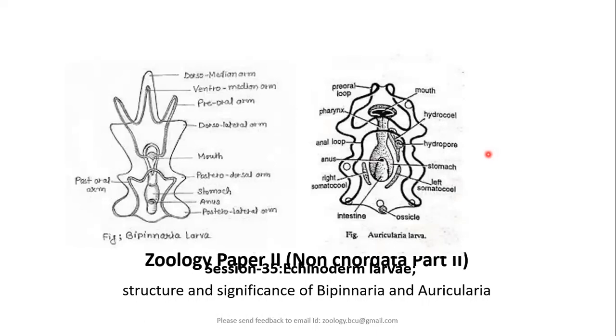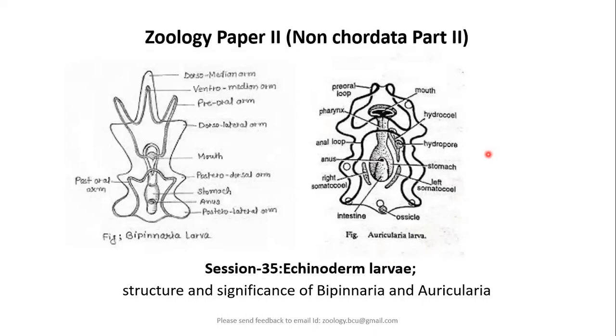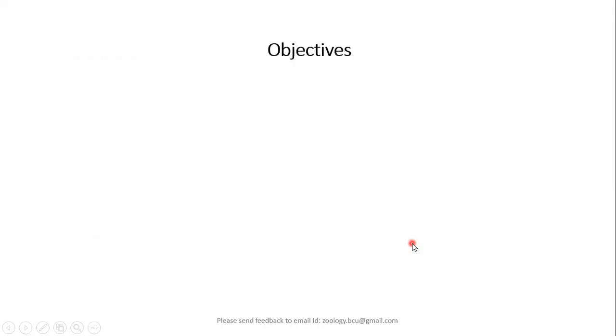Under Zoology Paper 2, which includes non-chordata part 2. In this session, we are going to learn echinoderm larvae. First of all, let us learn the structure and significance of two important larvae of Asteroidea and also Holothuroidea, because both of them have a lot of resemblances.